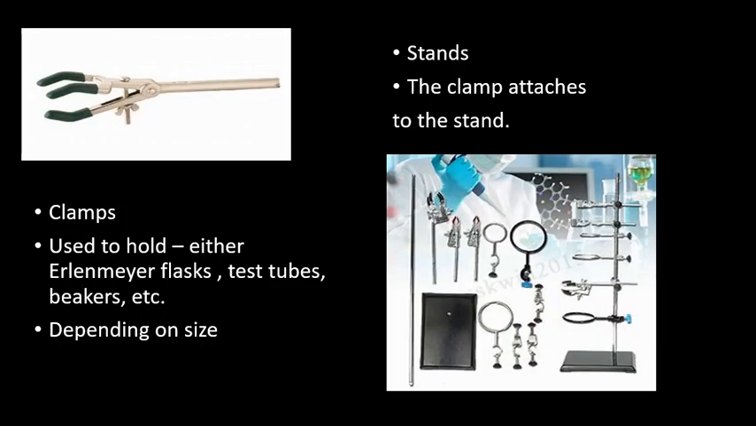Clamps are used to hold Erlenmeyer flasks, test tubes, beakers, etc. Usually you would use a test tube holder to hold a test tube though, depending on size. Stands: the clamp usually attaches to the stand, which is this thing I'm outlining in red. So it's the actual part that stands up.